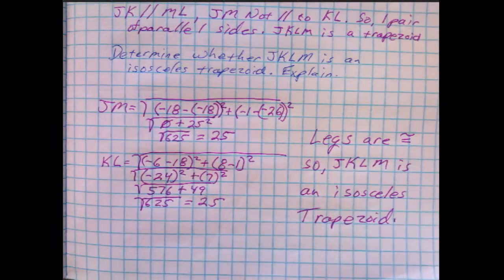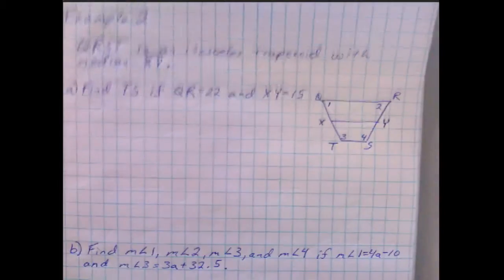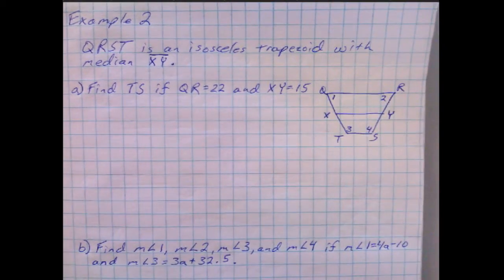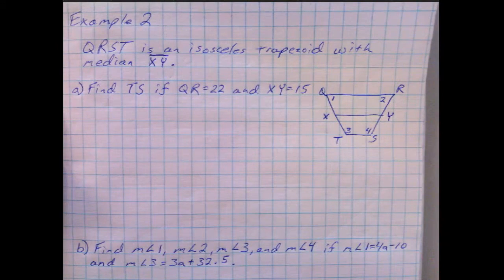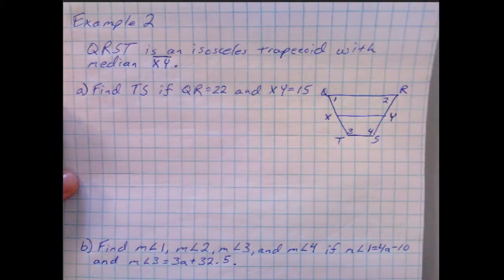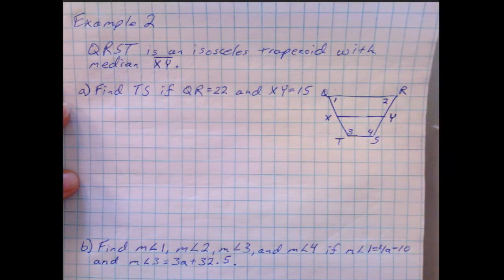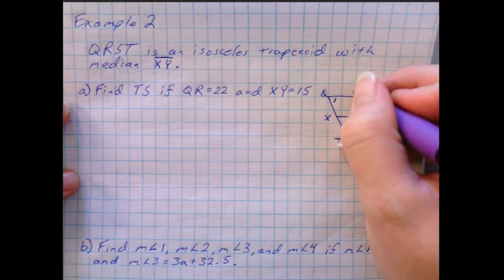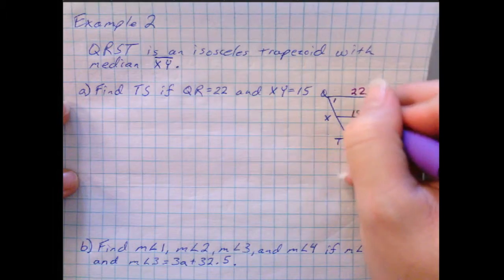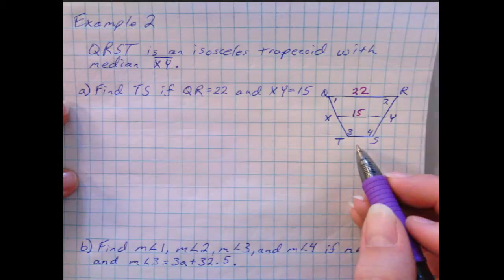All right. Great job with that. Let's go on to another one here. For this one, we have QRST as an isosceles trapezoid with a median of XY. We're going to find TS if QR is 22 and XY is 15. So we have QR, it says, is 22. It tells us XY is 15. So we're trying to find this other base.